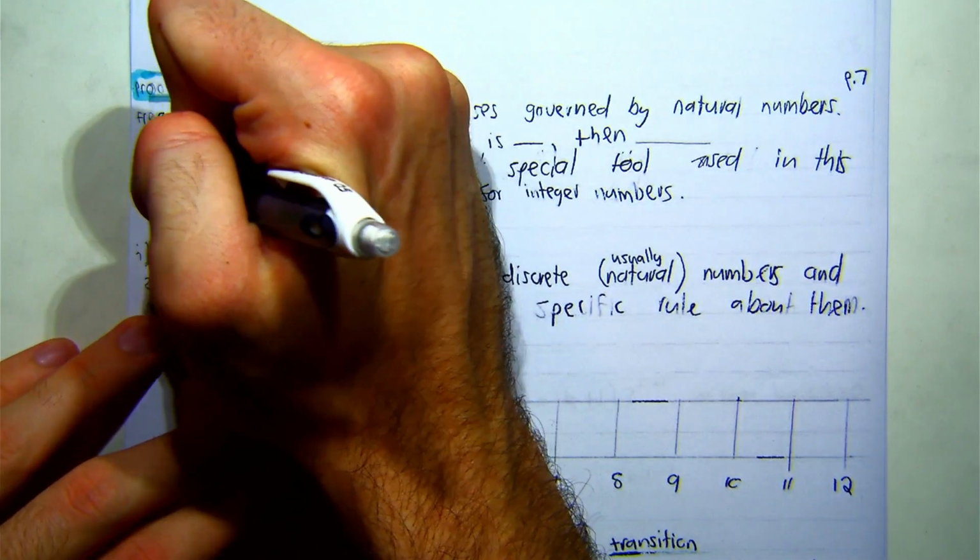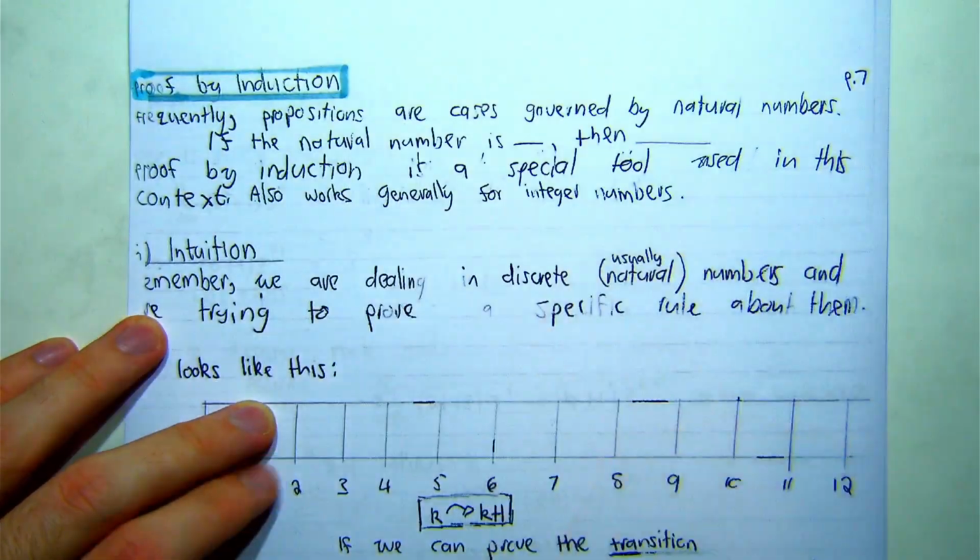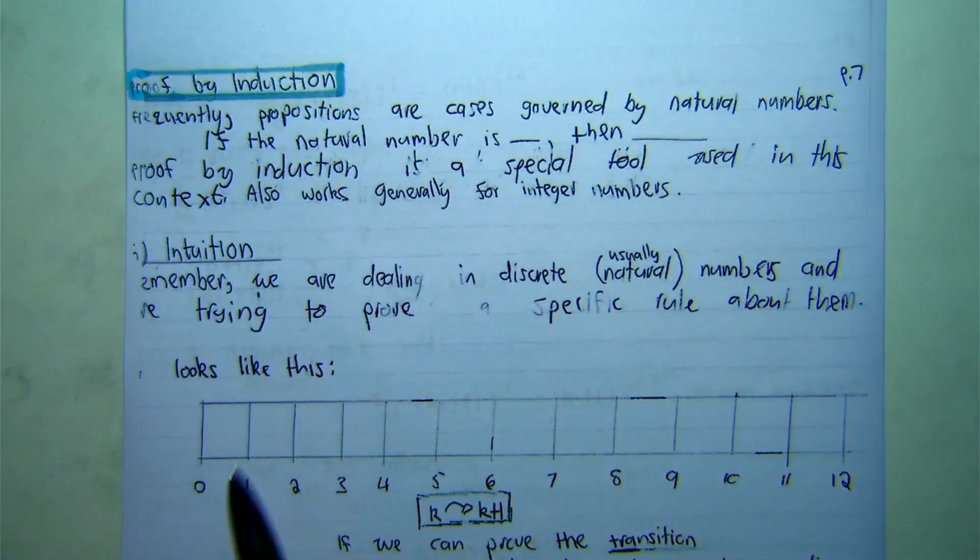It also works generally for integer numbers. So let's jump into the intuition of this proof technique, the logistics for how to use it, and then an example.